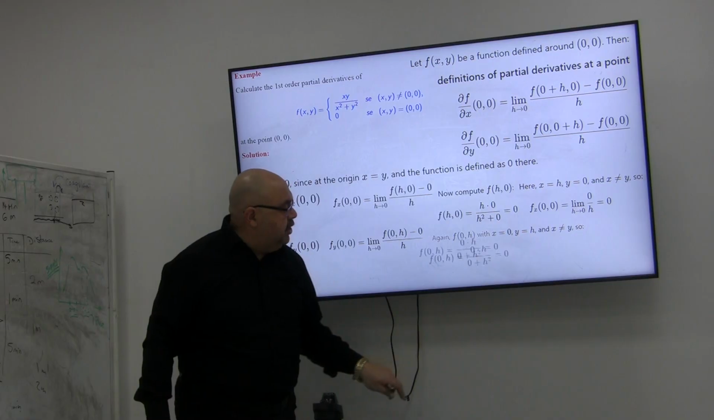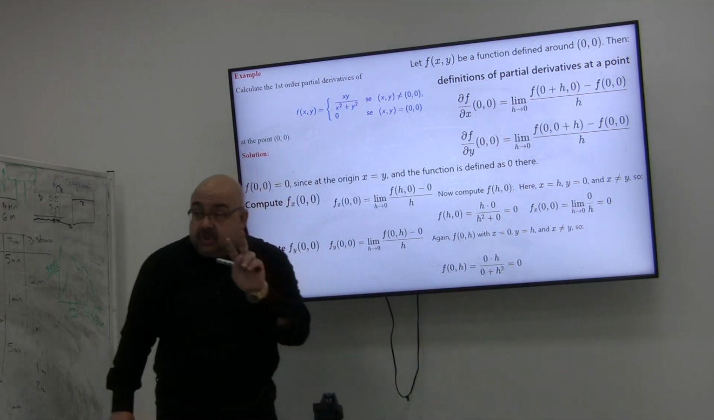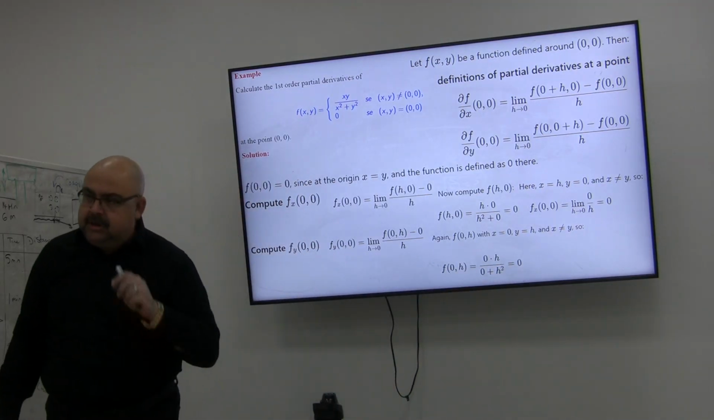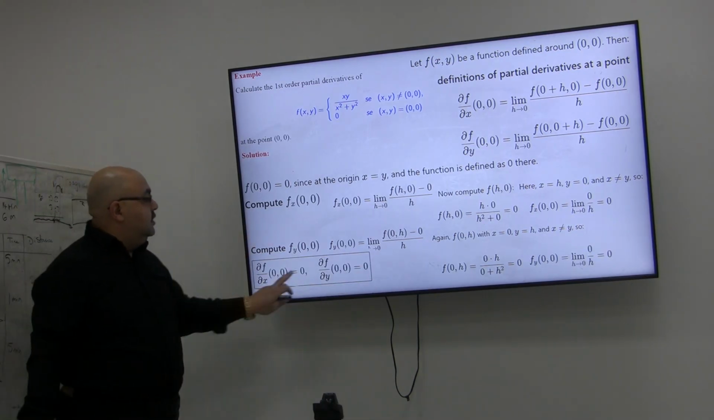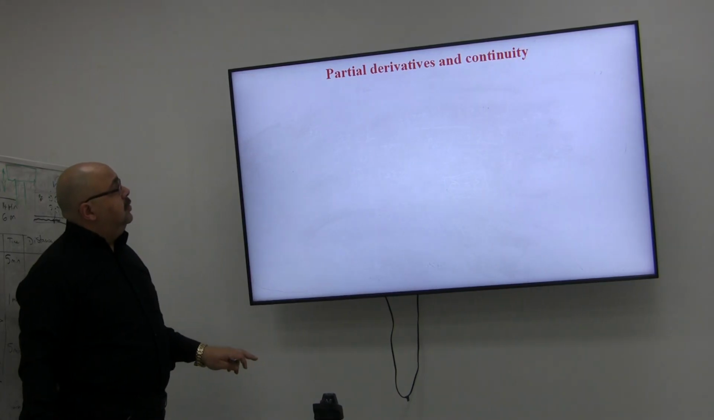Then the limit exists and is equal to 0. So both of the partial derivatives at the origin are equal to 0 for this function, as you can see. These first two derivatives at the origin are equal to 0.